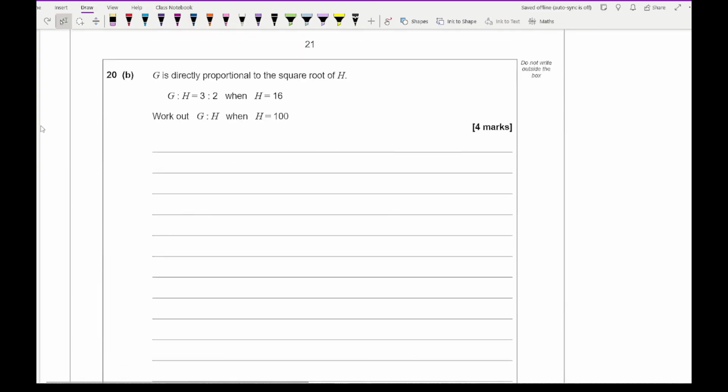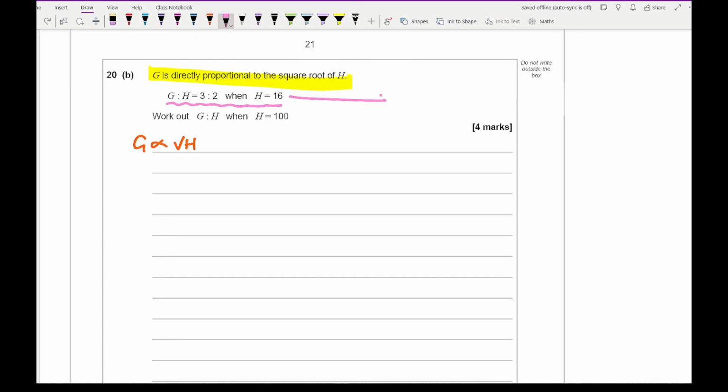It then says for B that G is directly proportional to the square root of H, when the ratio of G to H is 3 to 2 when H is 16. Work out the ratio of G to H when H is 100. So let's first of all take this first line here. When you're doing direct proportion, you always want to write this down using math notation. So G is directly proportional to the square root of H. Now, if you've done direct proportion, the first thing we need is a set of values for H and G.